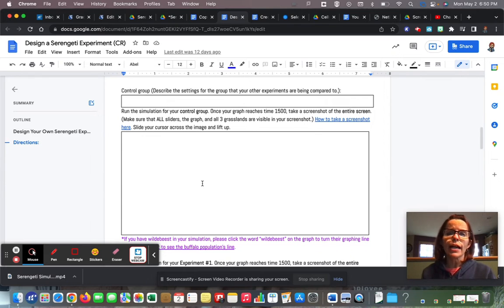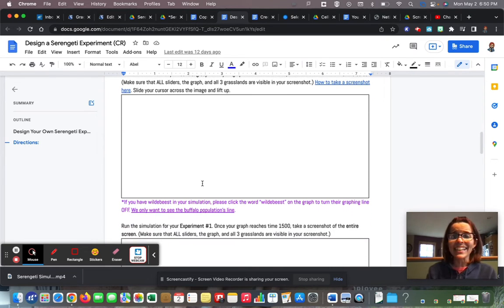The first time you have no wildebeest, let's just see how the buffalo do with no wildebeest, and then start adding in different numbers of wildebeest and see what happens to the carrying capacity. So maybe you'd have 0 wildebeest the first time, then 20, then 40, then 60 wildebeest for your last trial, and you compare them. The one that has 0 wildebeest, that's your control group.